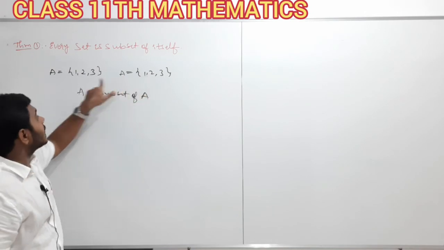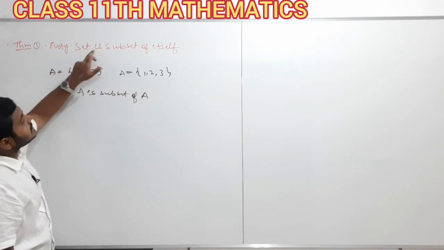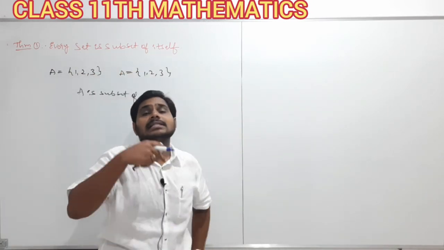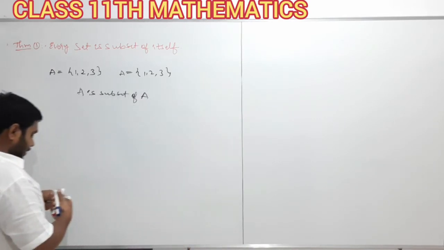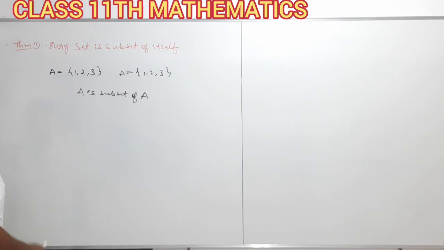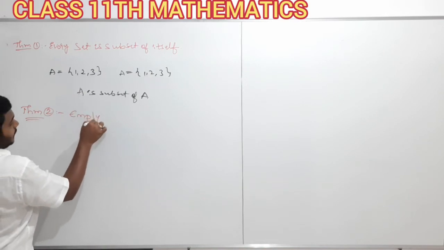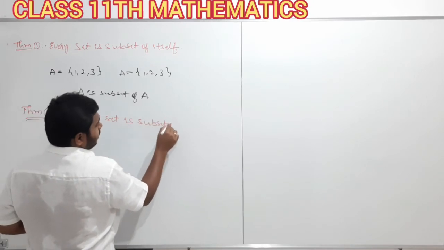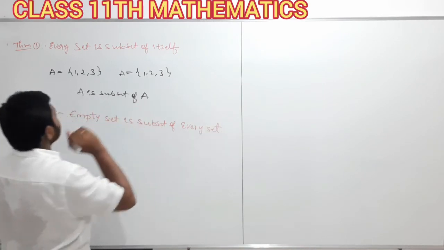So for that reason we can say A is a subset of A. So therefore, every set is a subset of itself. You can take any set, that set is a subset of the same set. Clear? And next, my students, we can discuss the second theorem. So what is that? Empty set is a subset of every set. So this is the second result, my students.